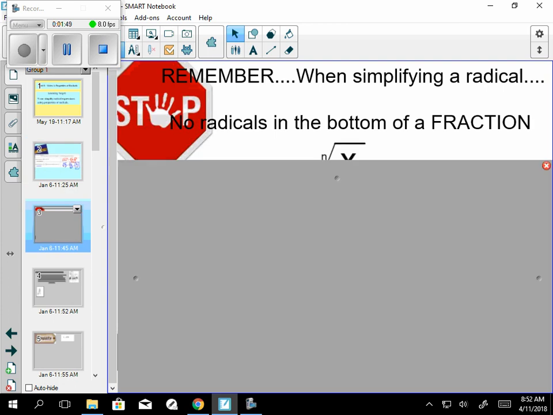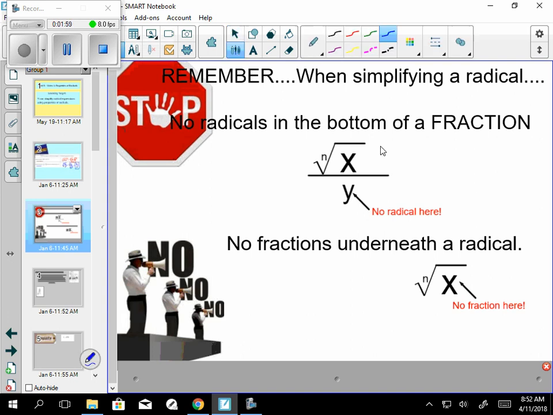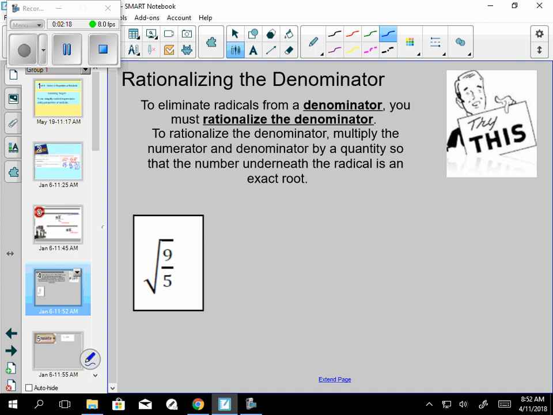All right, so some things we want to remember when we're simplifying these is that most of the time when simplifying a radical, we're trying to eliminate radicals from a fraction. So we don't want radicals under the bottom or in the denominator. So what we want to do is what's called rationalize the denominator. To eliminate radicals from the denominator, we want to rationalize the denominator.